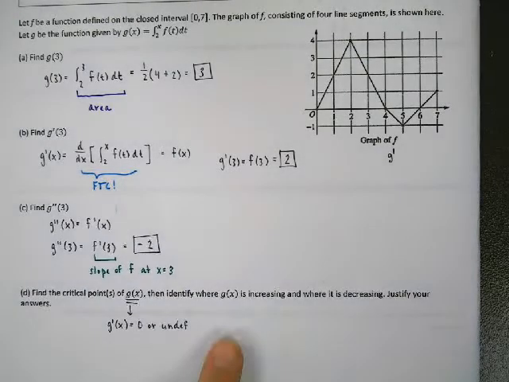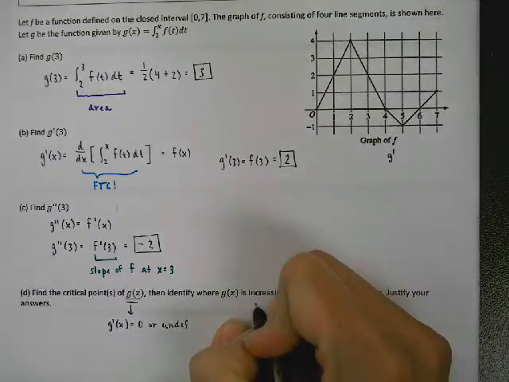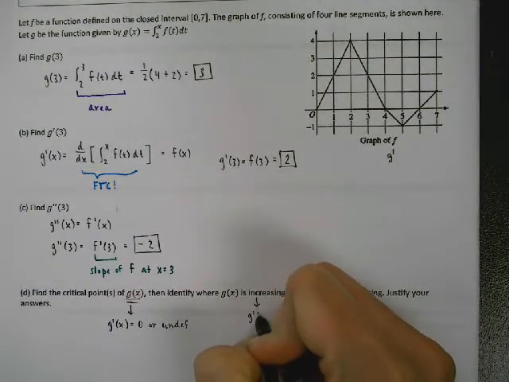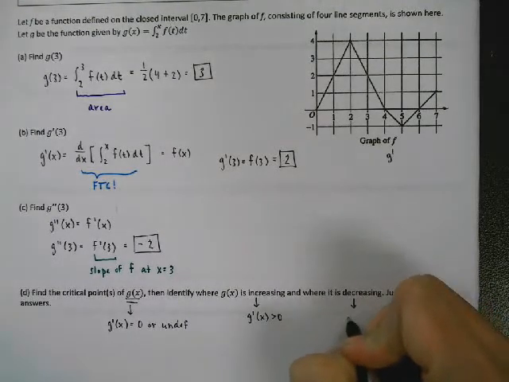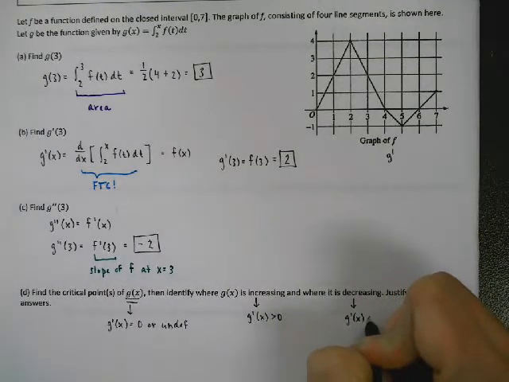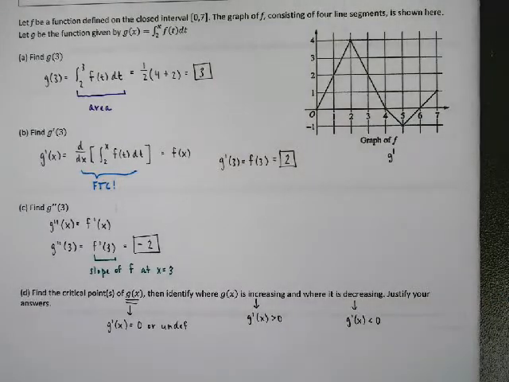And then it wants to know where g of x is increasing. I know that's going to happen where g prime of x is greater than 0, and where it's decreasing is where g prime of x is less than 0. So let's look at these separately.